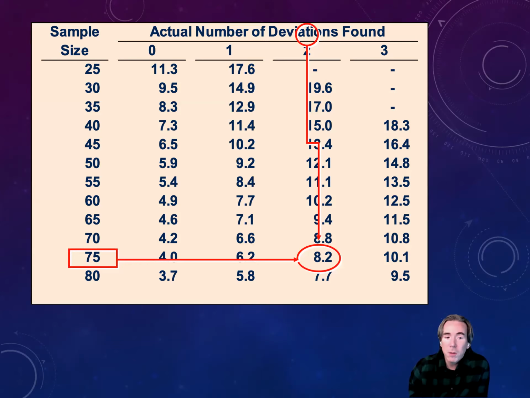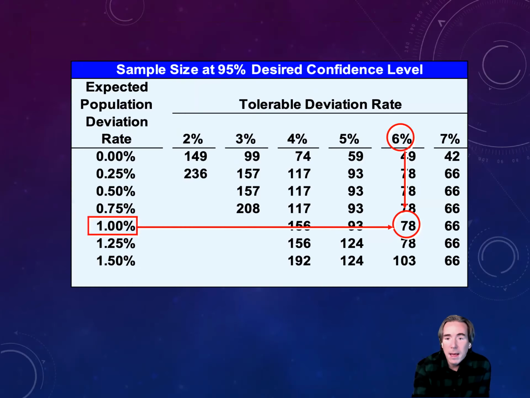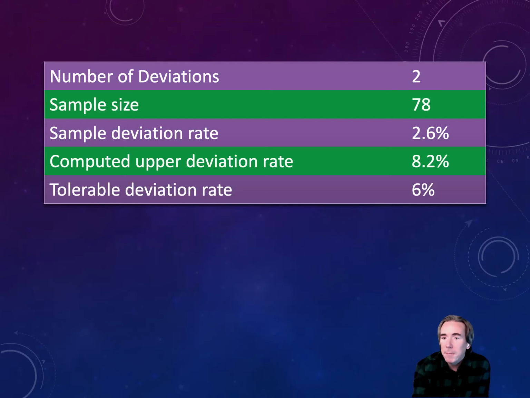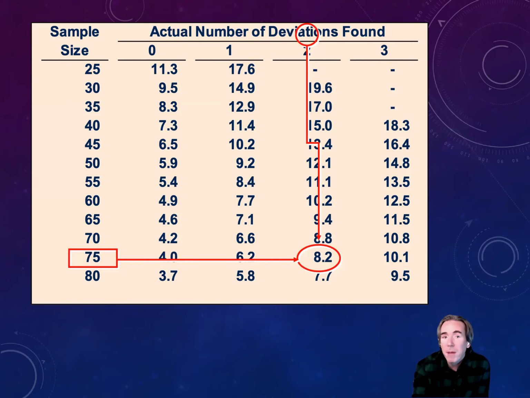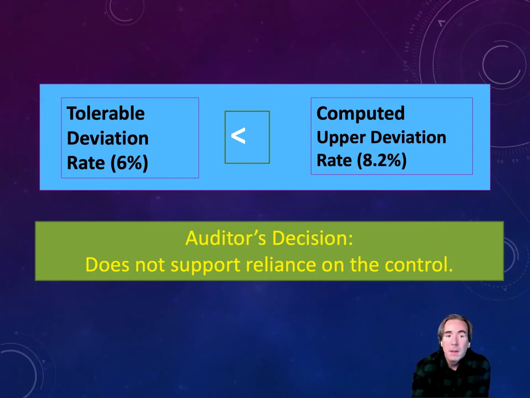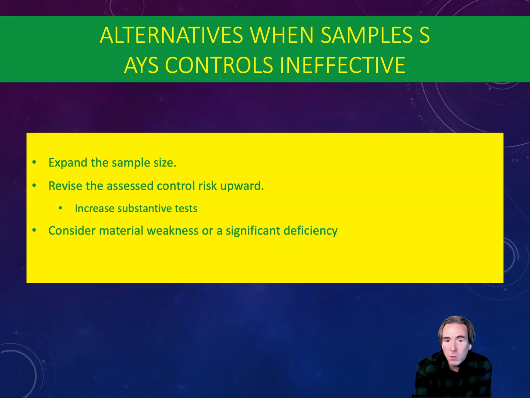Well, just look at what happens if I can increase my sample size. If I double my sample size, even if I find more items, I will have a lower rate, I'll have other benefits. And so, because we see this falls as we go down, we would not rely on that control. So what would our options be? The first is expand our sample. The larger the sample, the lower the sampling allowance is going to be.